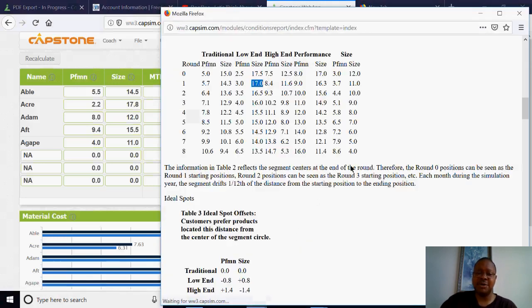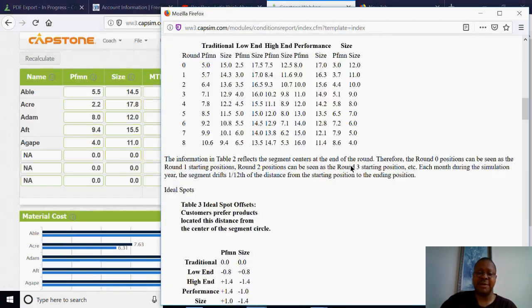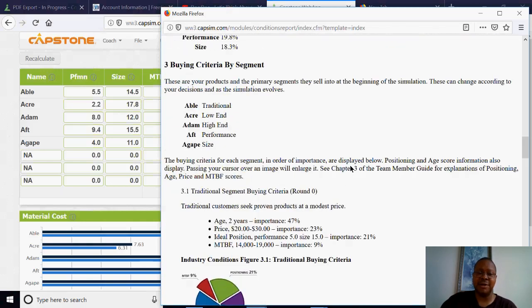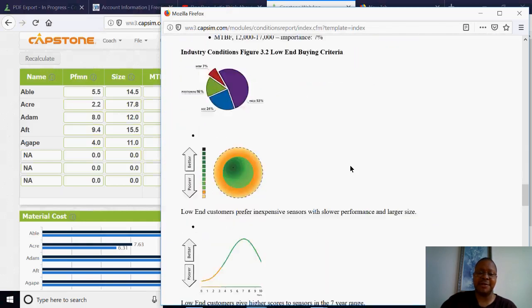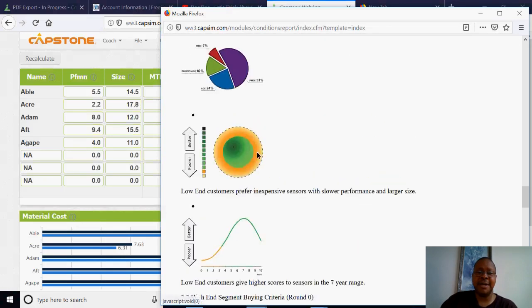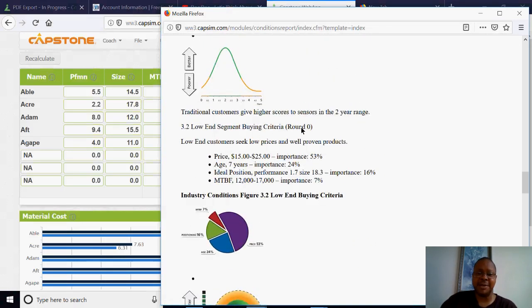And so it's always a good idea to look at this in terms of what you want to achieve, and then what are your goals for that particular product. Let's say, for example, I'm looking at the customer buying criteria for one of my other segments. I'm looking at the high-end, the low-end marketplace customer buying criteria, where price, age, ideal position, and mean time before failure. As you can see, the relative importance of this is only 7%. But in the marketplace, when the competition is so tough, usually that 7% can make a big difference.